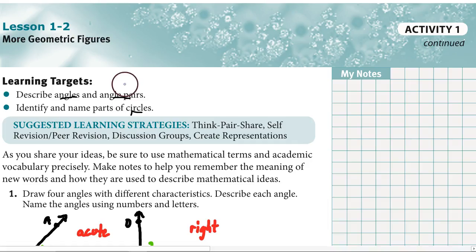In this video, we reviewed the following goals to describe angles using words like acute, obtuse, straight, right angles, supplementary angles, complementary, adjacent. All of those words describe angles and their relationships to each other. And we identified and named parts of circles using words like radius, chord, or diameter.